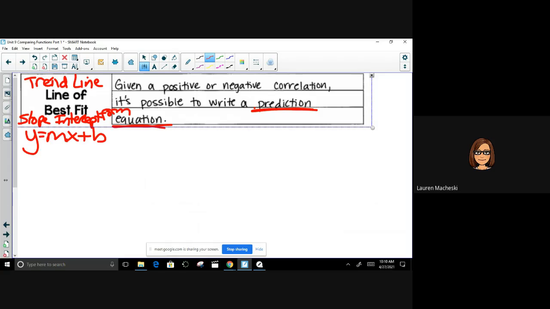So in order to do your line of fit, you have to have that in your memory, which we did earlier in the year. Who can remember, what are the two most important things about that equation? What are the two things you've got to know about that equation?